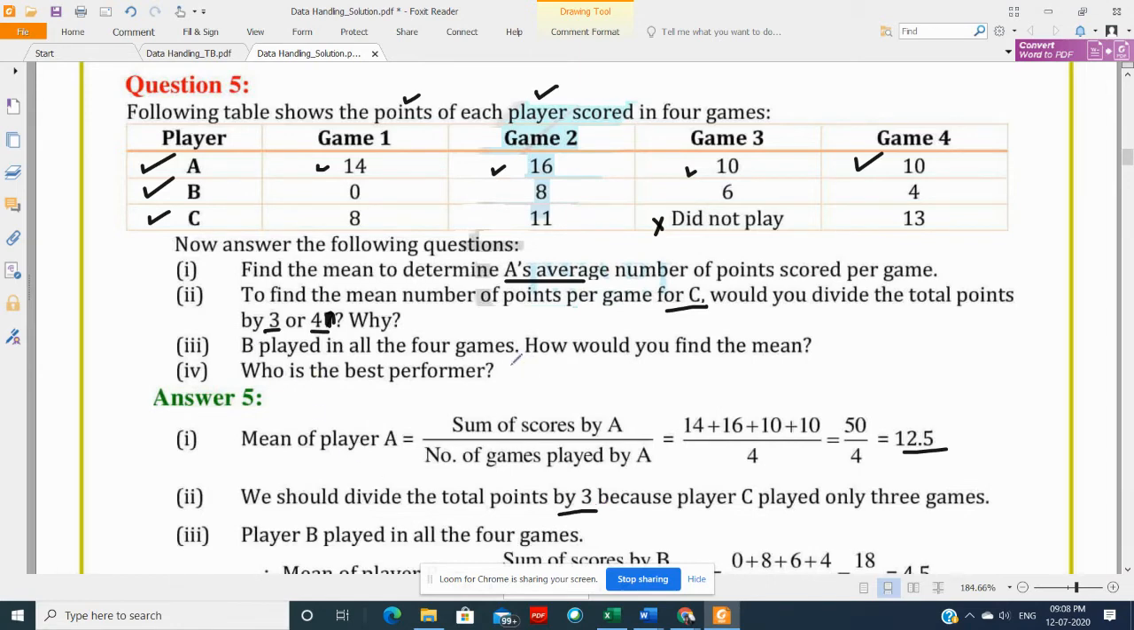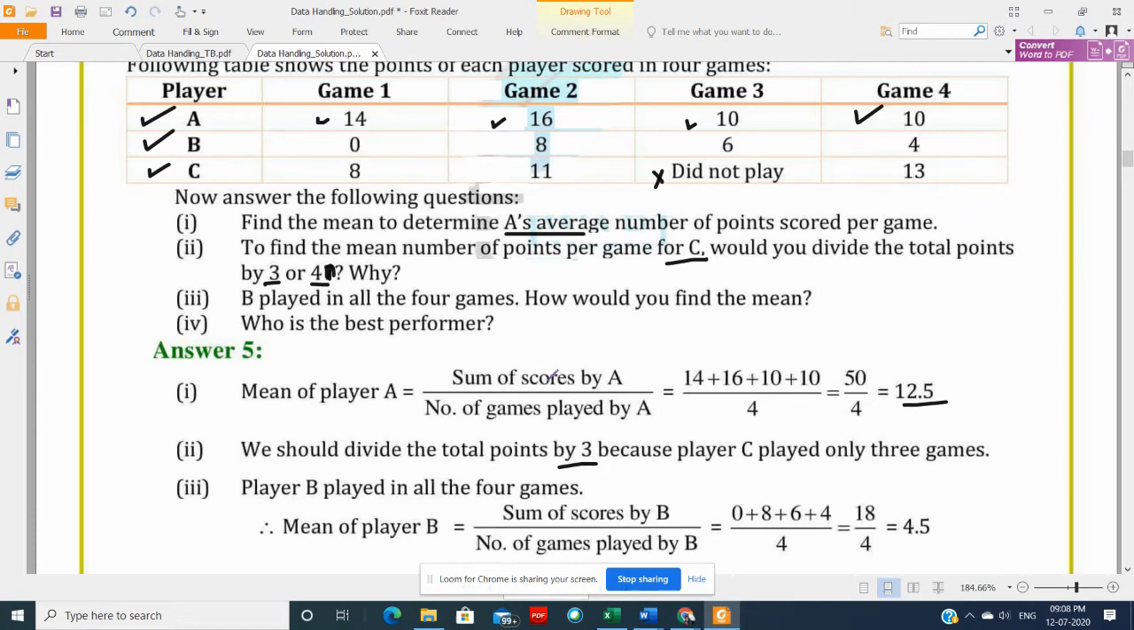Next, B played in all 4 games. All right, 0, 8, 6, 4. Yes, cool. So how would you find the mean? Naturally by dividing 4. It's easy.